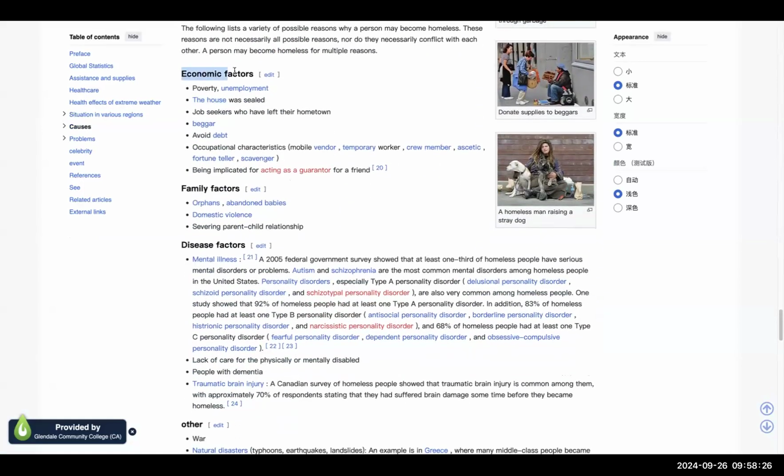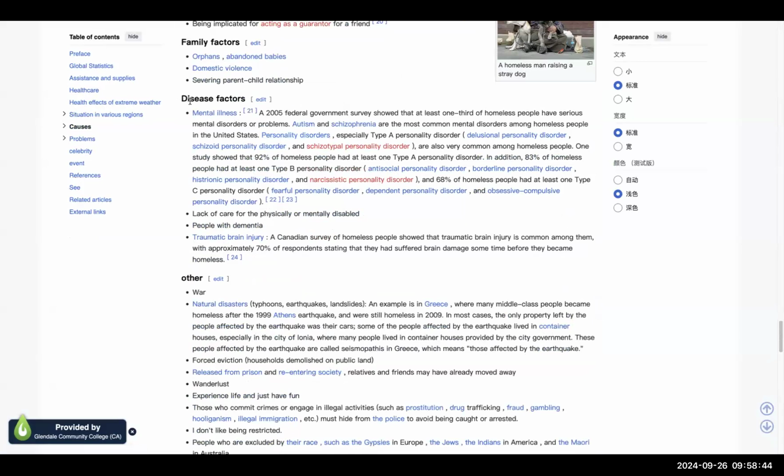So we could talk about economic. We talked about that. Again, there's poverty. That looks familiar. So people who have lost their jobs. The house was sealed. I'm guessing that's in China because again, I chose the wrong Wikipedia. So people don't have homes.